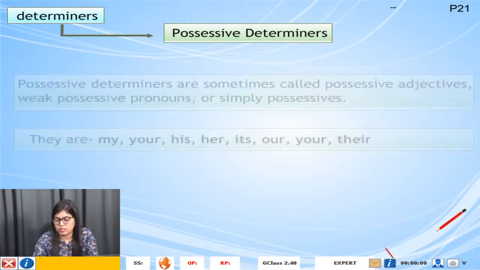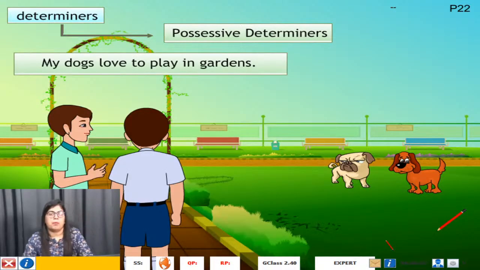Now some examples. My dogs love to play in gardens. These two boys are talking, and this boy in a green shirt is telling the boy in a blue shirt that my dogs love to play in gardens. So here we have my.